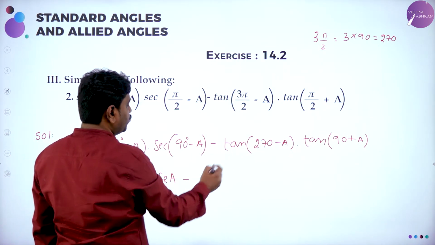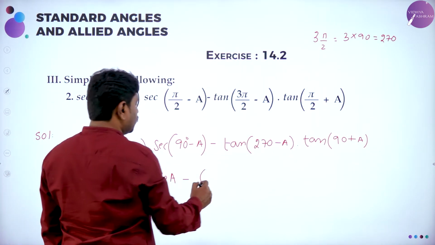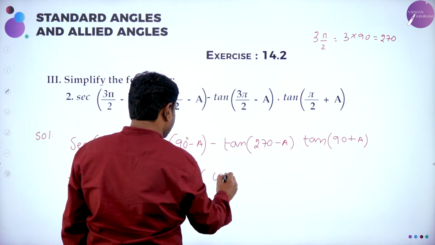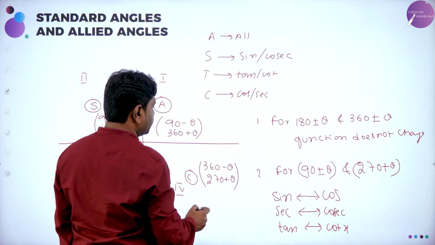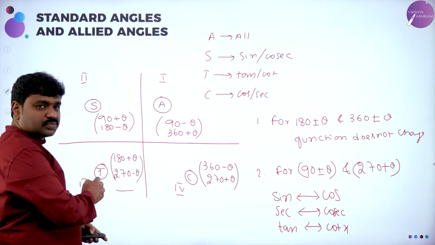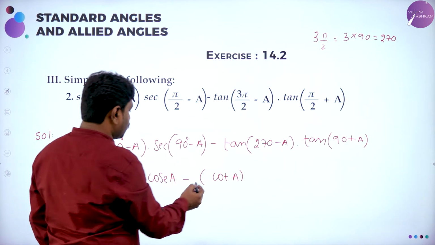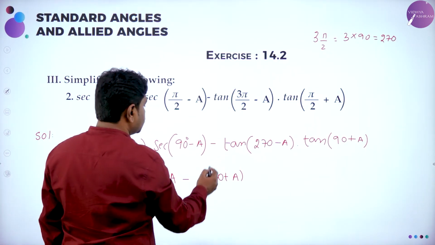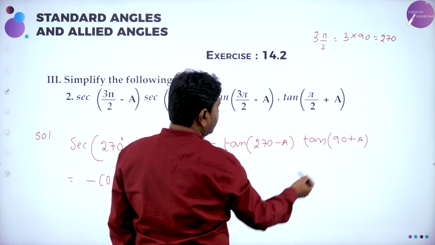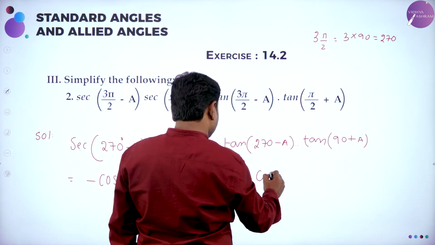Minus tan of 270 minus a. You know, for 270 function changes. Tan changes to cot a, for 270 minus a. Where is 270 minus a? 270 minus a is in third quadrant. In third, tan is positive. Our question is tan, so it is positive. So outside we have minus into tan of 90 plus a. Tan changes to what? Cot a.